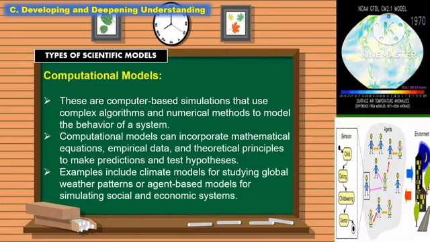Another type of scientific model is the computational model. So these are computer-based simulations that use complex algorithms and numerical methods to model the behavior of a system. Computational models can incorporate mathematical equations, empirical data, and theoretical principles to make predictions and test hypotheses. Examples include climate models for studying global weather patterns or agent-based models for simulating social and economic systems.